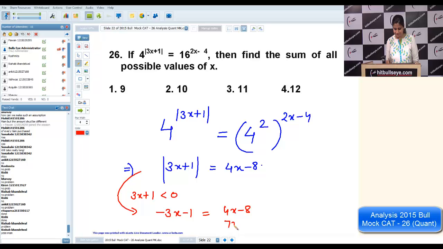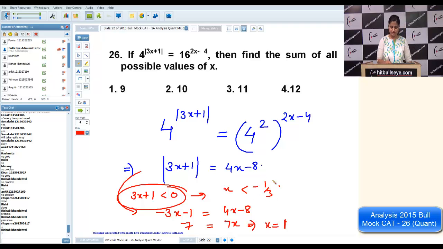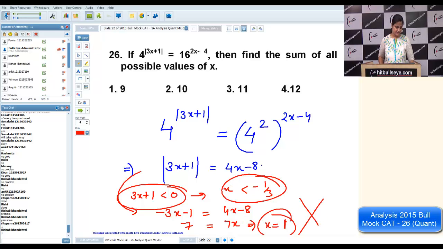If we solve it, we'll get 7x is equal to 7, which comes out to be x is equal to 1. But this case requires x less than minus 1 by 3. Now there is a contradiction. We are considering this range and we are getting x is equal to 1. So we have to reject this case. That was the problem in this question. The second case will solve for positive thing. That will give you value 9.